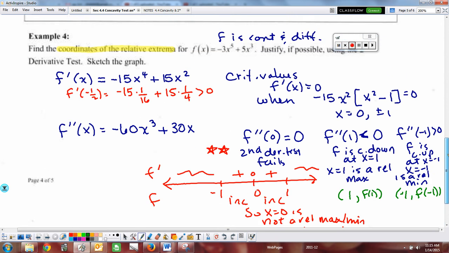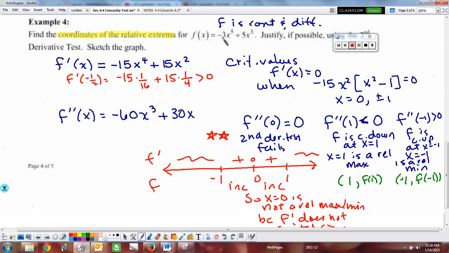And so if I plug in 1, we get -3 plus 5 or 2. So (1, 2) is my relative max. If I plug -1 in, that's going to make it +3 minus 5, so that's -2. And there you go. We have our relative min, our relative max, and then we have our point where the test failed, and it could end up being an actual relative min or max, but in this case it ended up not being a relative min or max.